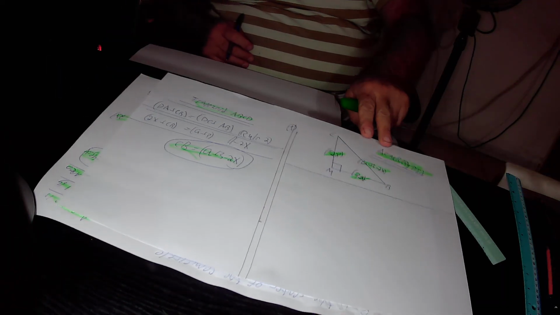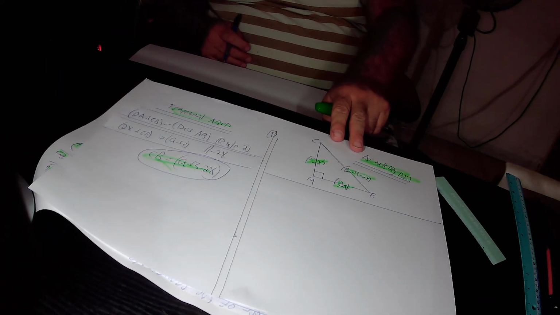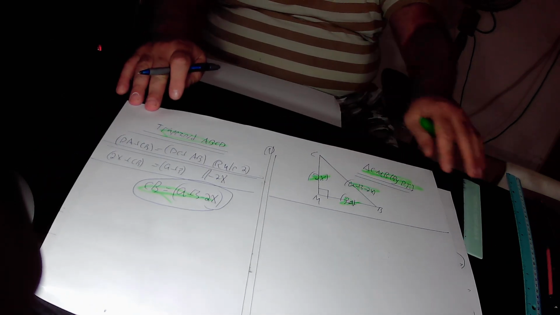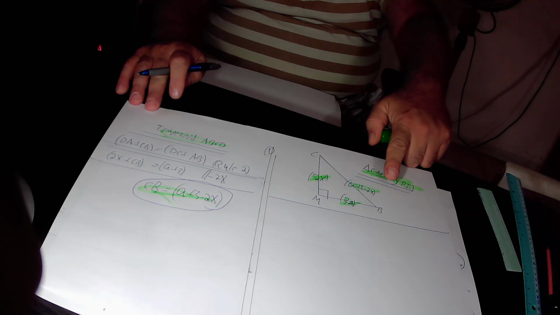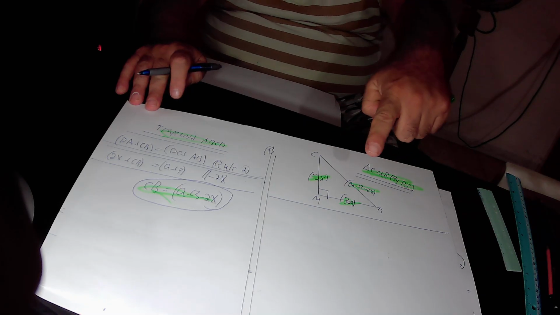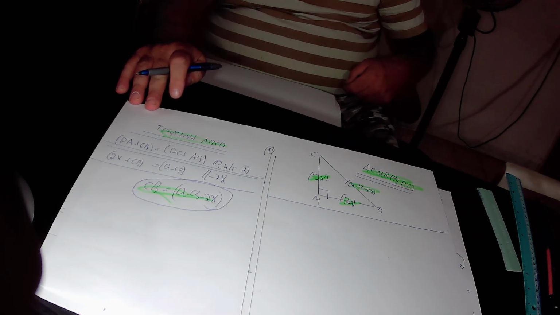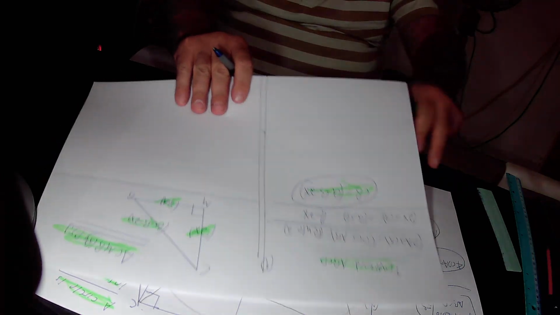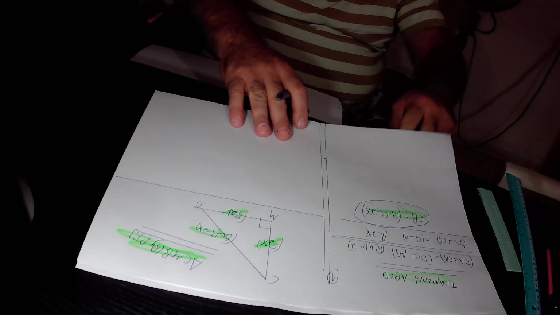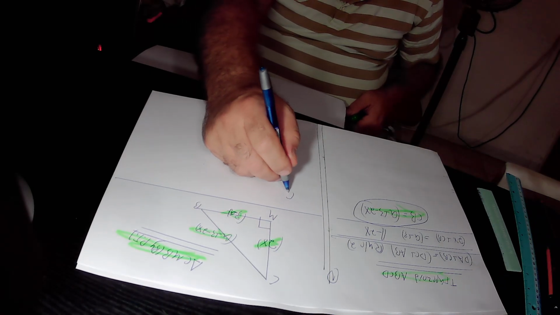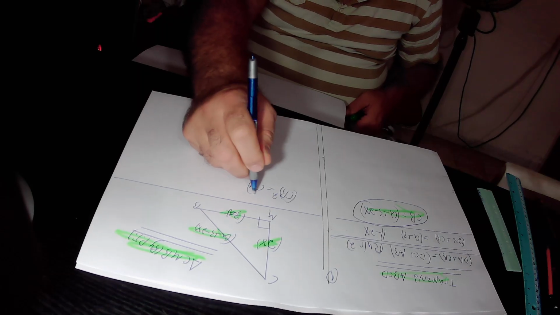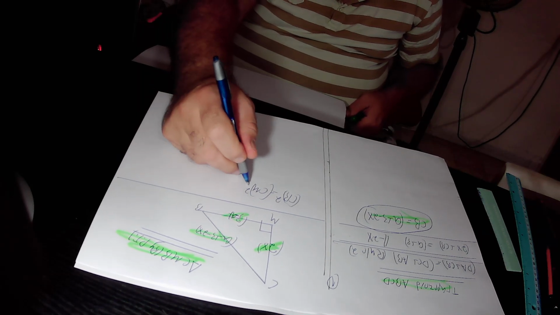So actually, this is the right triangle CMB, the coordinates from the original drawing. CB squared, that is the square of the hypotenuse, equals CM squared plus MB squared. So write it down.